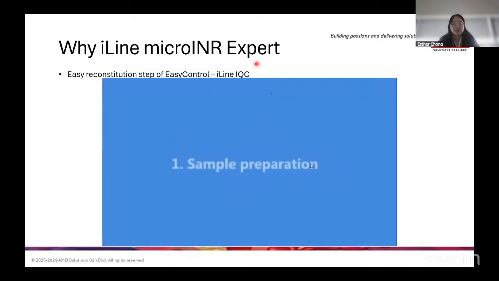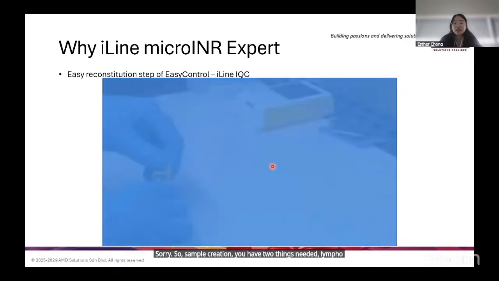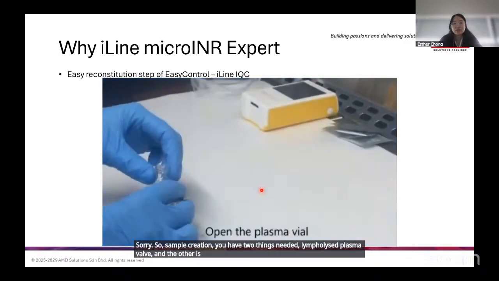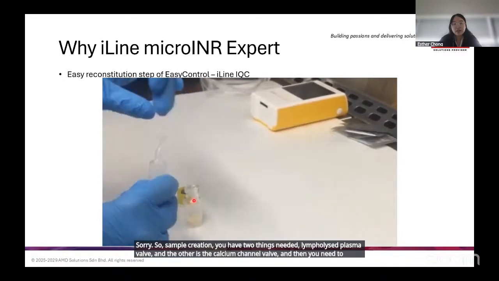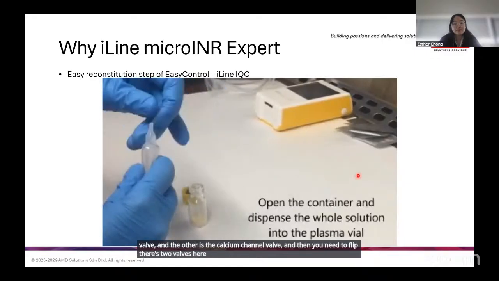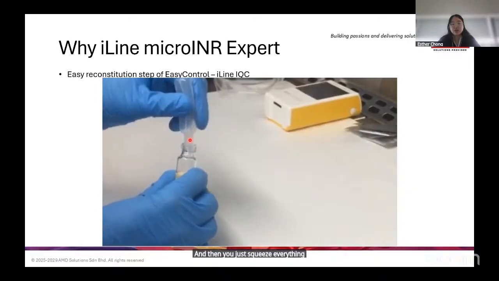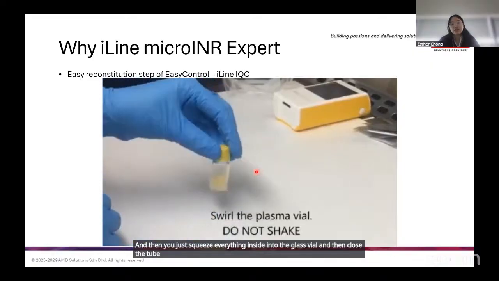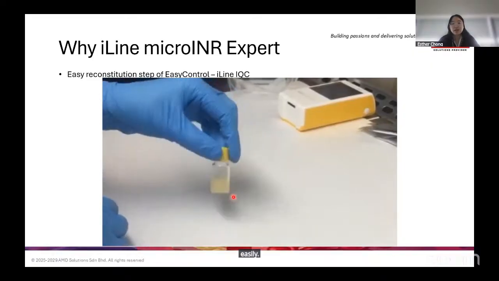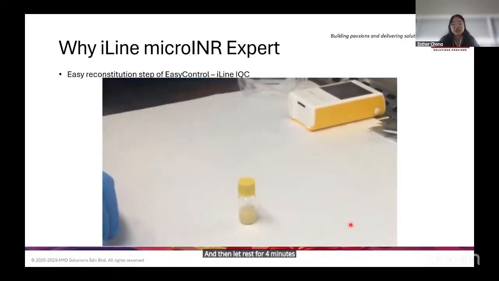For sample preparation, you need two things: a lyophilized plasma vial and the calcium chloride vial. Then you need to flick the two vials here. Then you just squeeze everything inside into the glass vial and close the tube. That's easy and neat. Then swirl the plasma and let it rest for 4 minutes until the solution is ready.